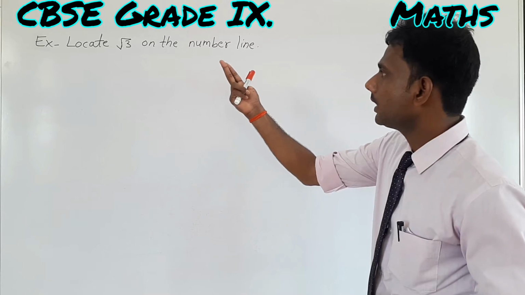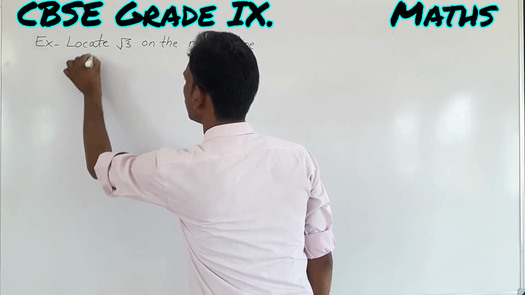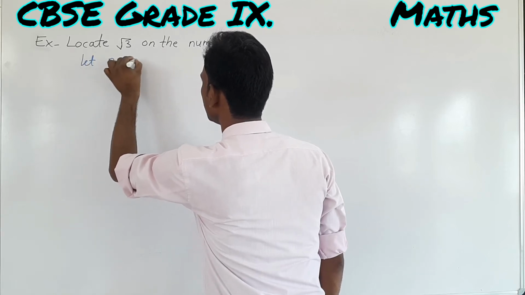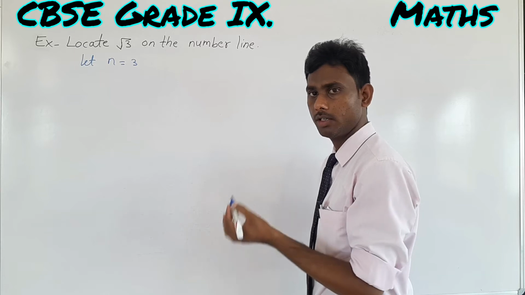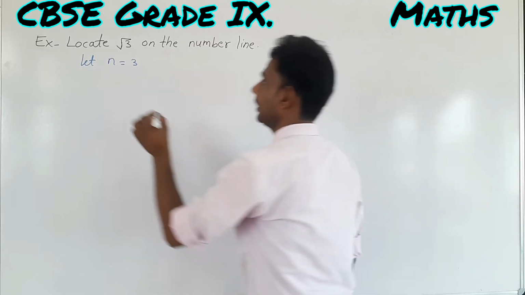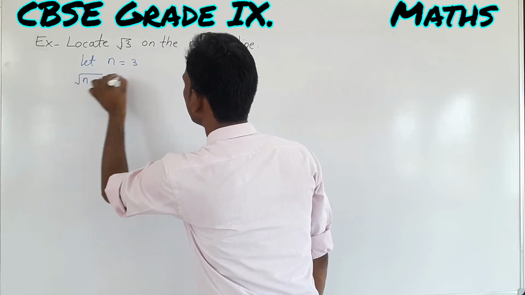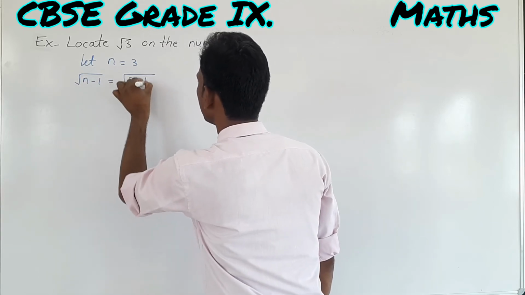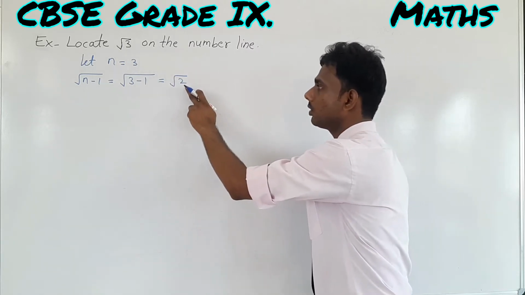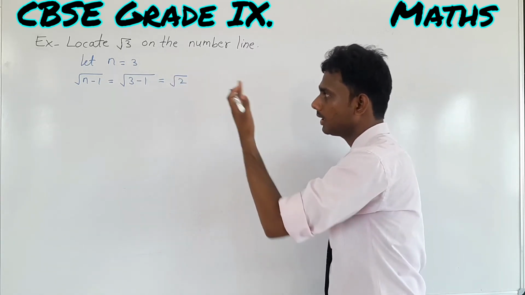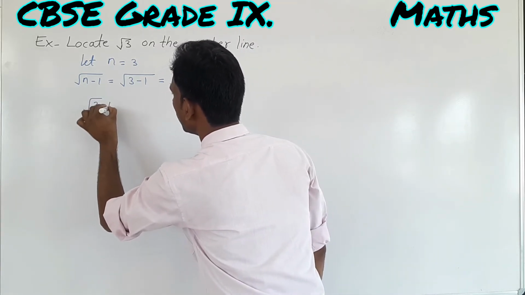Similarly, we can represent root 3 on the number line. Let n equal 3. Now root 3 is not a perfect square number, so you have to find the value of root n minus 1. Therefore root n minus 1 equals root 3 minus 1, which is root 2. Again, root 2 is not a perfect square number, so we continue the process. Again we write root 2 minus 1.